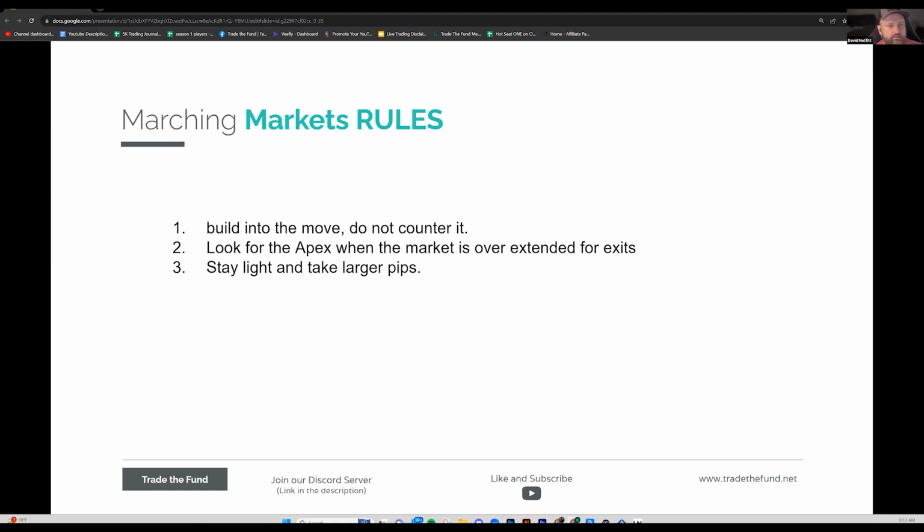Basically, to sum up everything in a marching market, we want to align ourselves with the move. We want to be on the right side of that move. We want to be able to identify the apex for our strategic exits, and we want to stay nimble enough in our position size to be able to aim for bigger targets. By adhering to these 3 rules, we can position ourselves more effectively to trade within marching markets.